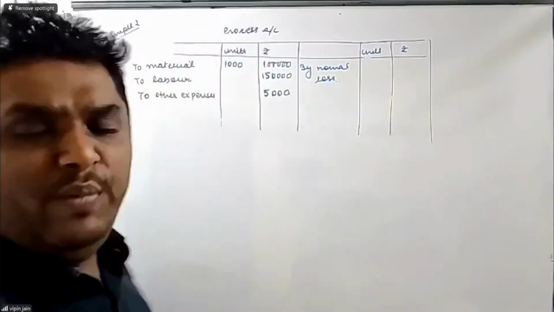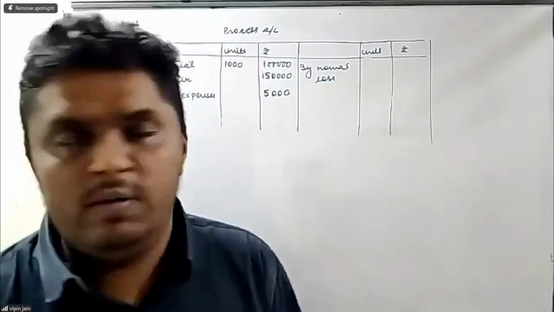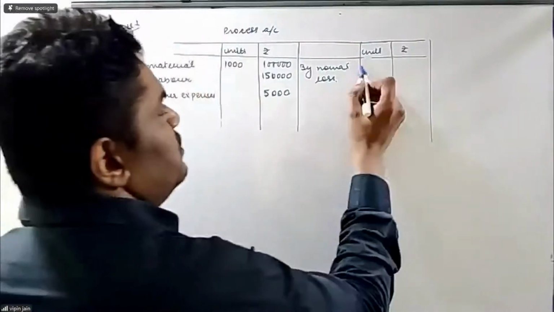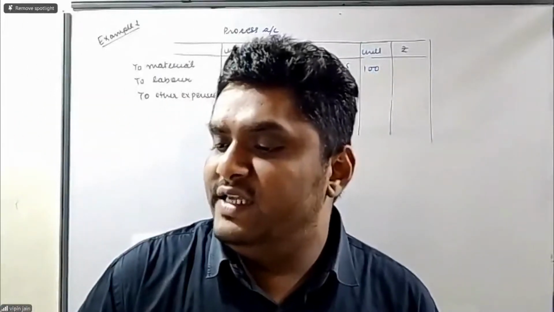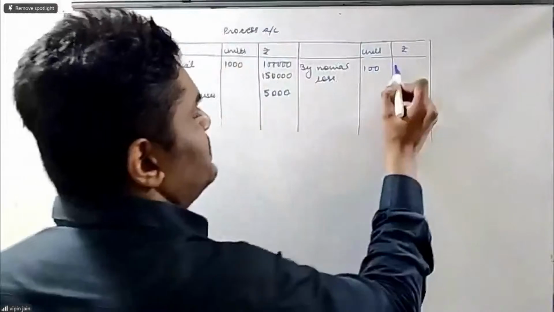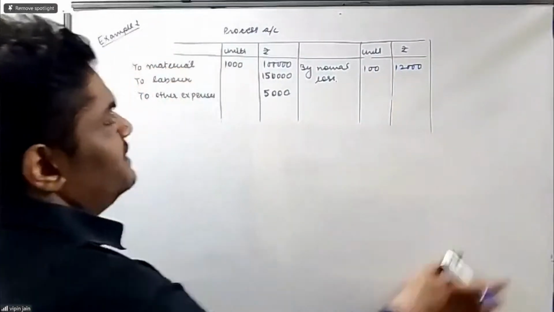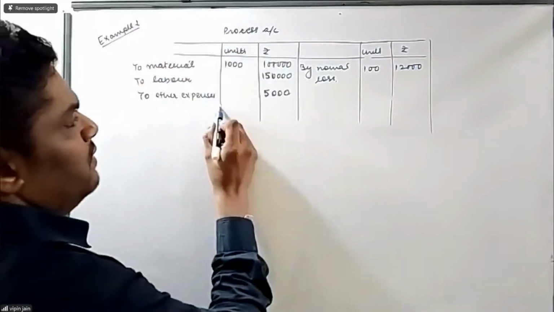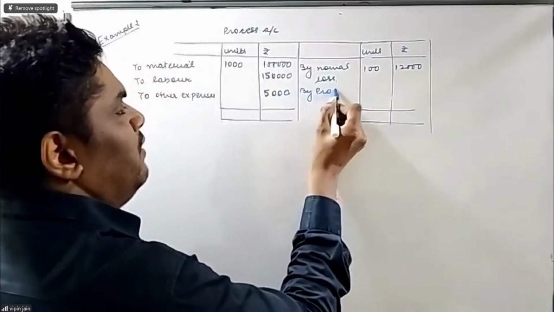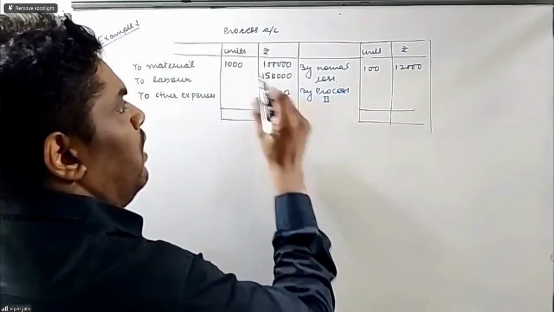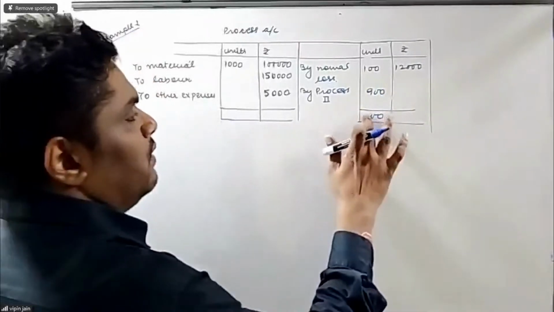it is given it is 10% of inputs. The normal loss is 10% of input. So there is a loss of 100 units. And it is given that the scrap value realized is 12,000. The scrap value realized is 12,000. That's it. So by process second, how many units? 900 units were transferred.